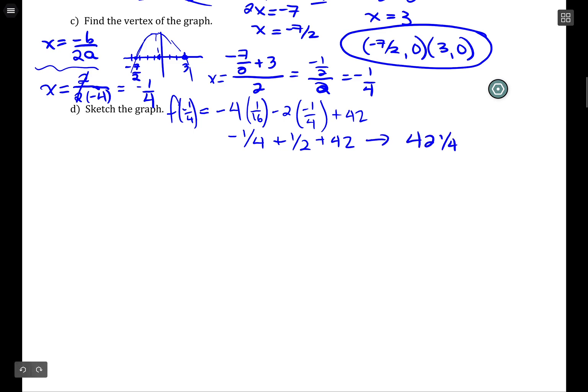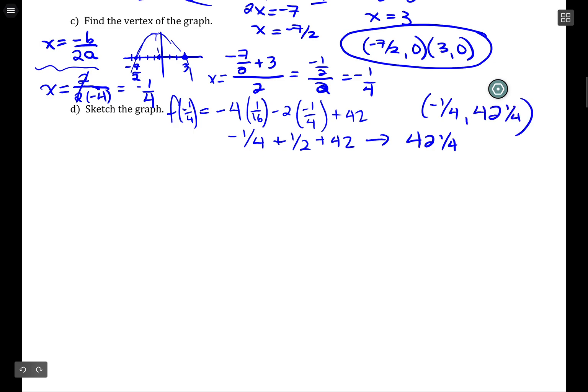Usually I don't like mixed numbers, but actually here I think I'm going to break that rule for myself and say if I'm trying to plot the vertex, I actually do kind of like that. So you can turn it back into an improper fraction. You'd have to multiply 42 by 4, so 168 plus 1, 169 fourths. Go for it, but I actually like the 42 and a fourth for graphing purposes. So my vertex is at -1/4, 42 and a fourth.